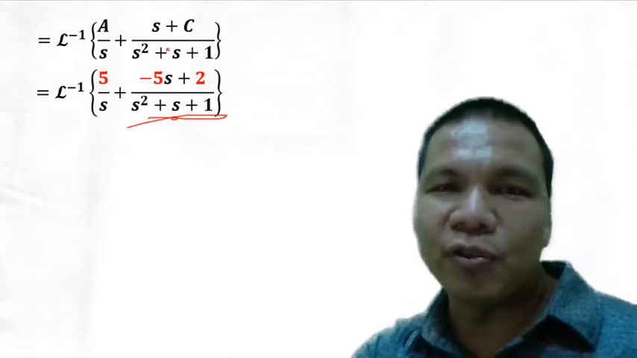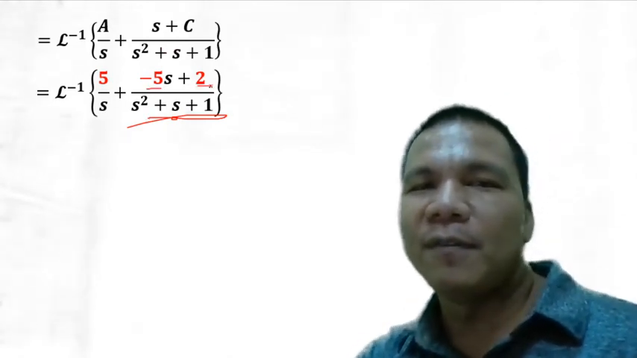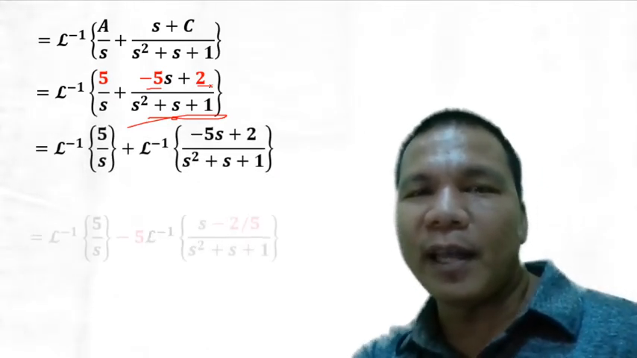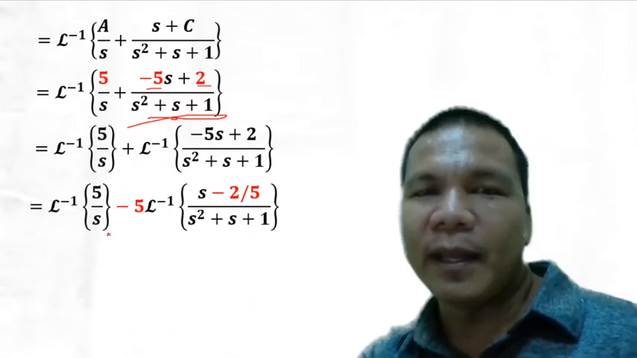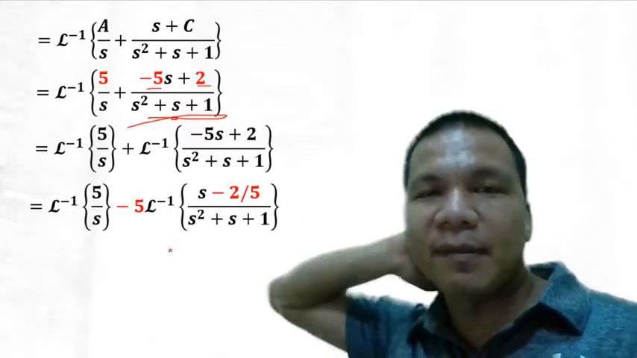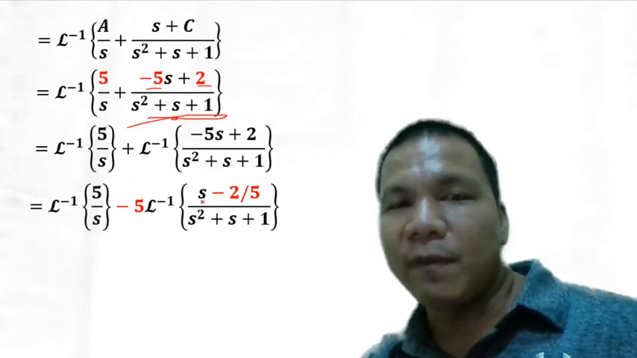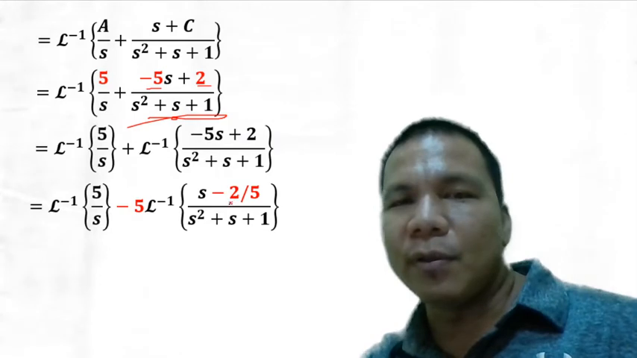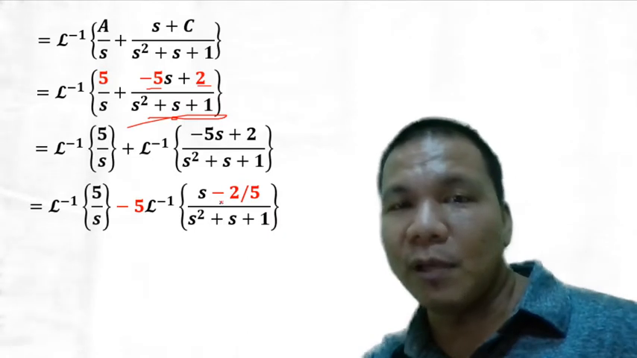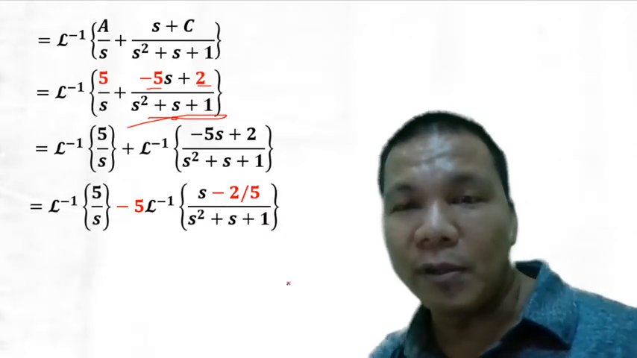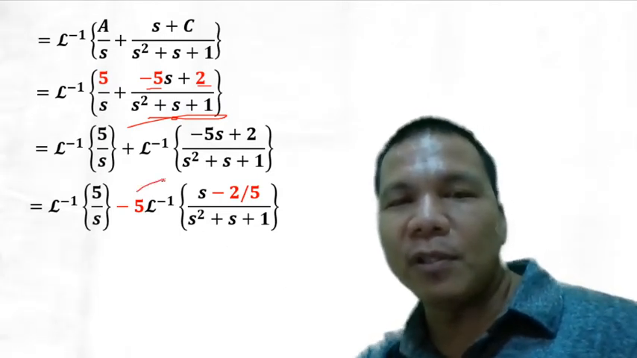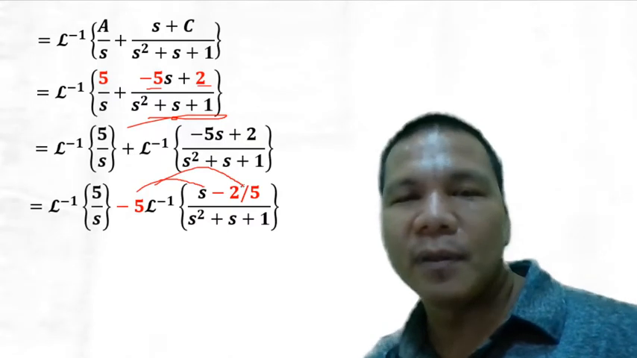So the first thing that you should do is to factor out negative 5. So that will become negative 5 times the inverse Laplace transform. Take note, 5 was factored out here. That will leave you s. And the 2, when 5 is taken out, that will give you 2 over 5. Now take note, review your factoring. You can check that by multiplying negative 5 to the terms.